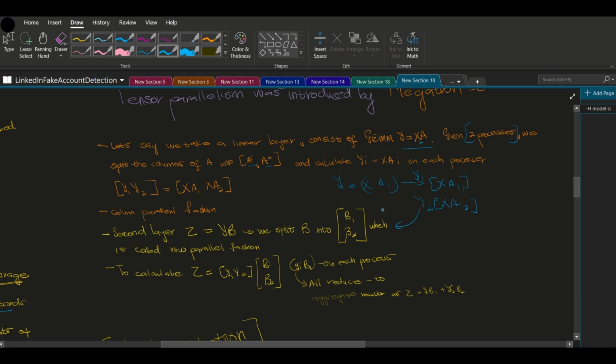Then on our second layer, we utilize a technique called row parallel fashion. What we do is take the B and split it in a row fashion. So by the end we have y1 and y2 and b1 and b2. Then we take y1 and b1, essentially training them on a different process, and y2 and b2 on a different process. Then we apply an all reduce to aggregate the result of these two. So we add up all of them. That's how it works.